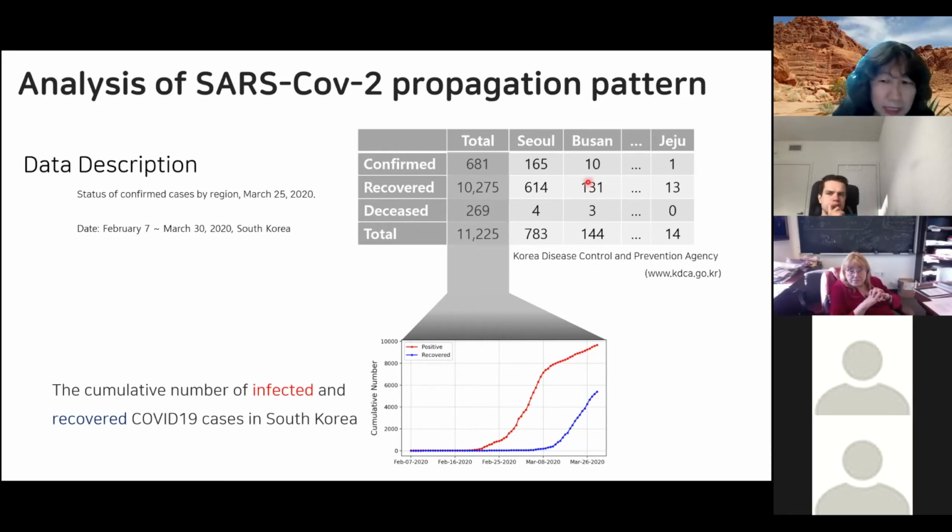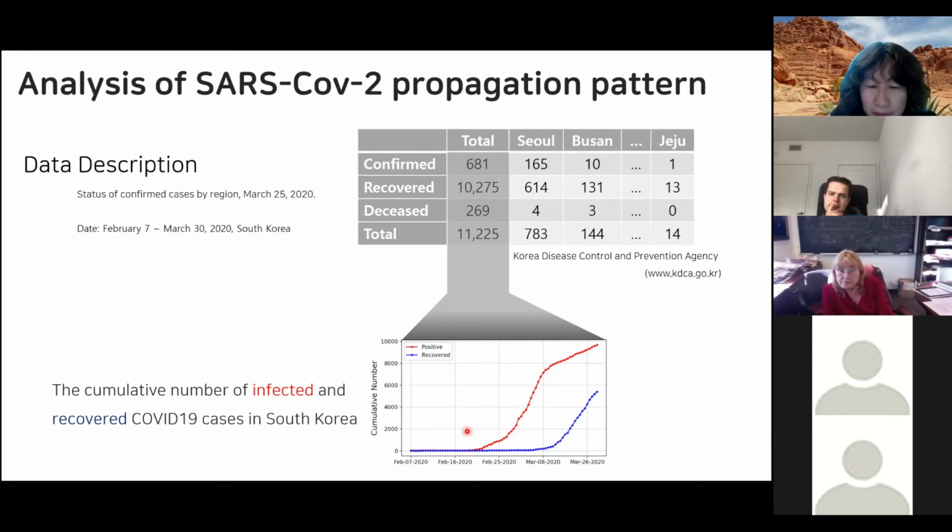Here is data given by the Korean CDC, the so-called Korean version of the CDC. They openly provided this data: confirmed, recovered, and so on. This is still open even today. But anyway, I started with this data and worked with it. So this is the graph, the visualization of the given data here.